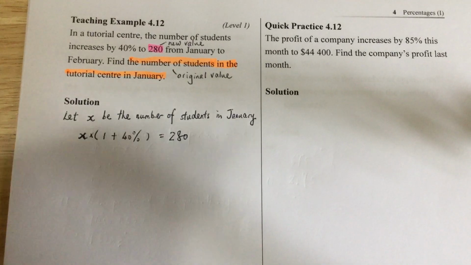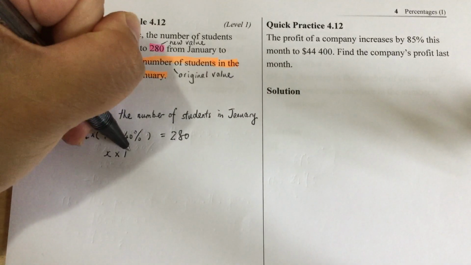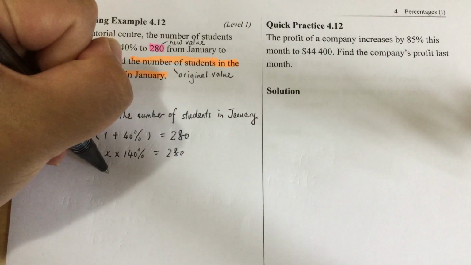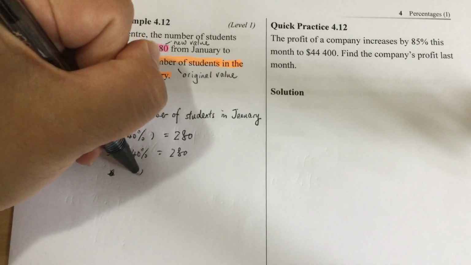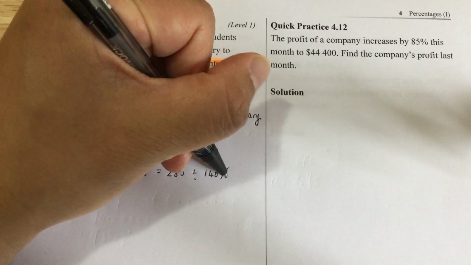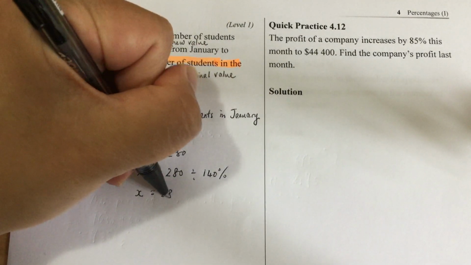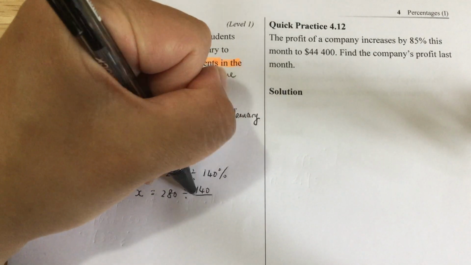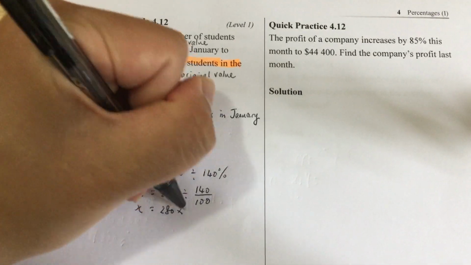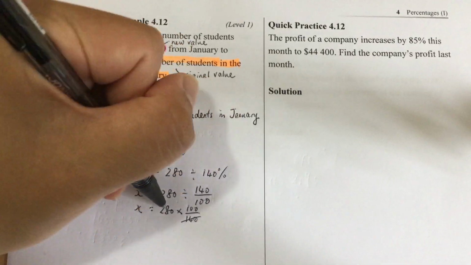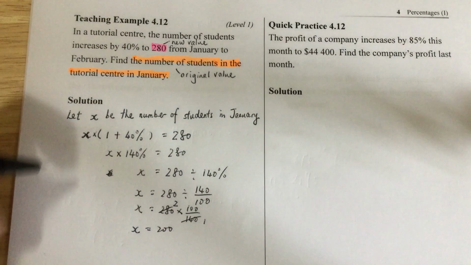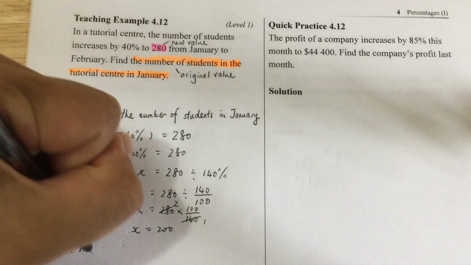So we write X times 140% equals 280. X equals 280 divided by 140%, and then X equals 280 divided by 140 over 100. Interchanging, that is 280 times 100 over 140. This 2 cancels nicely, so X equals 200. So the answer is that the number of students in January was 200.